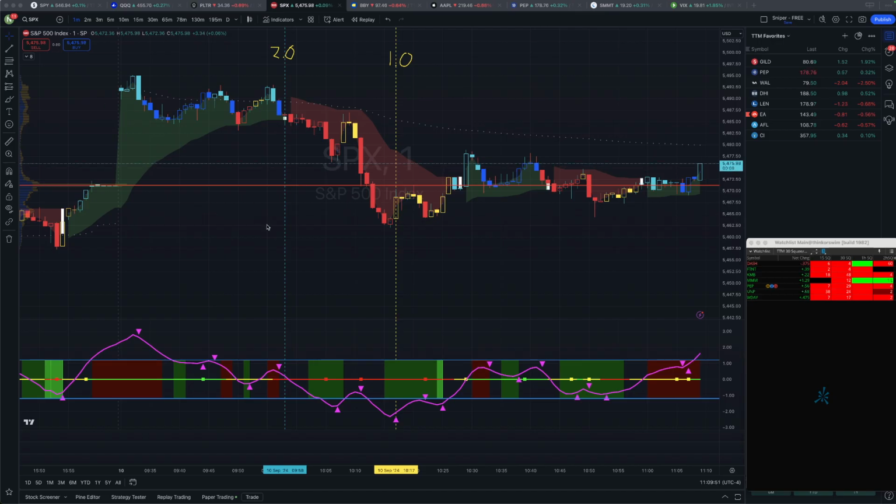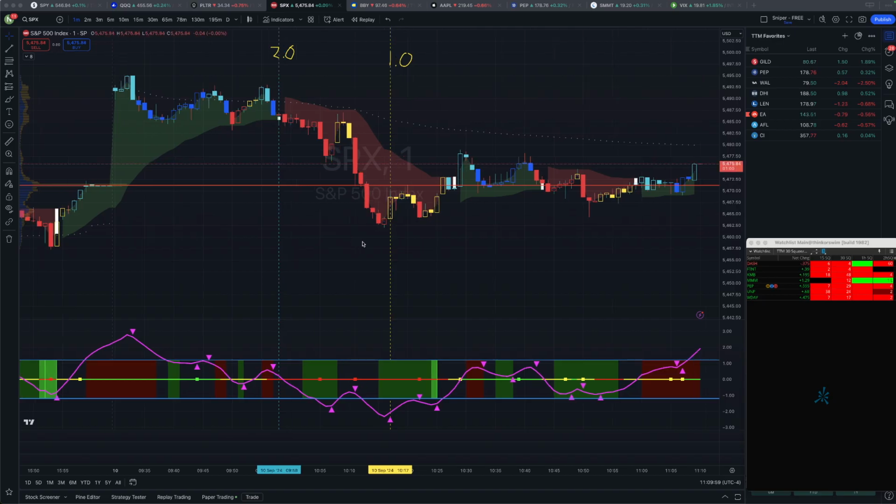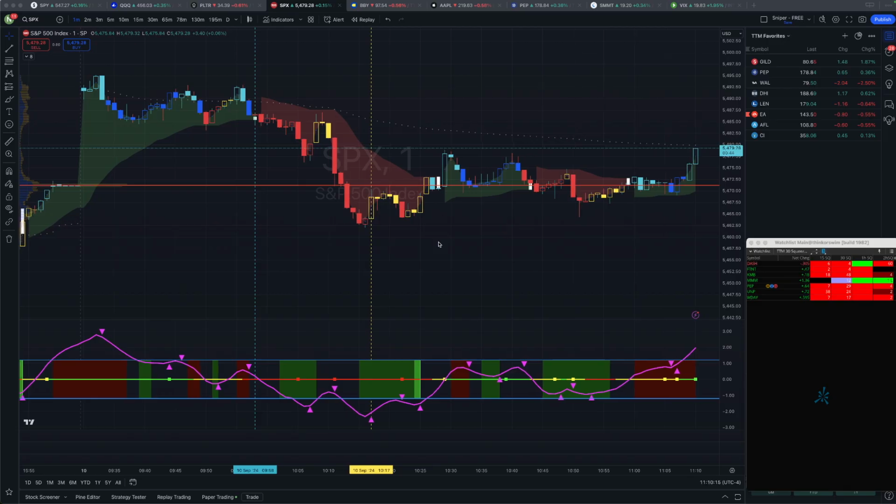I tend to play this on the SPX or the SPY. The SPX is 10 times the SPY, so one contract of the SPX is the equivalent of 10 contracts of the SPY. If you're just learning this and testing out, I highly recommend going to the SPY and starting with one or two contracts. These are all 0 DTE, right?